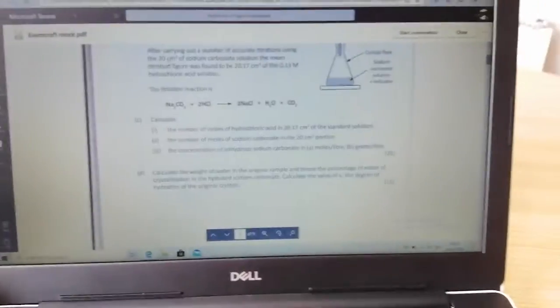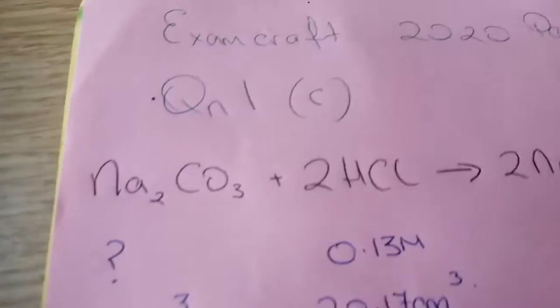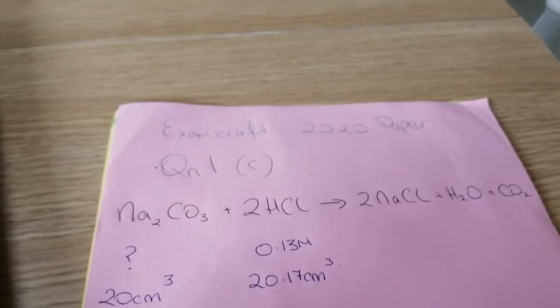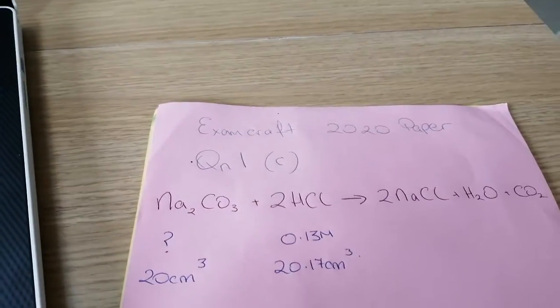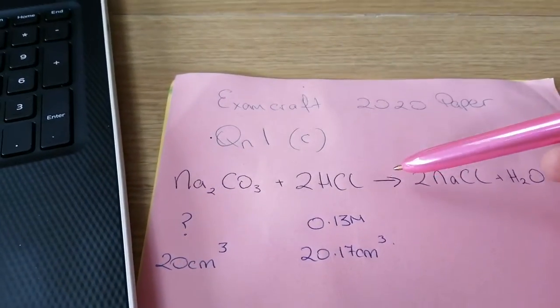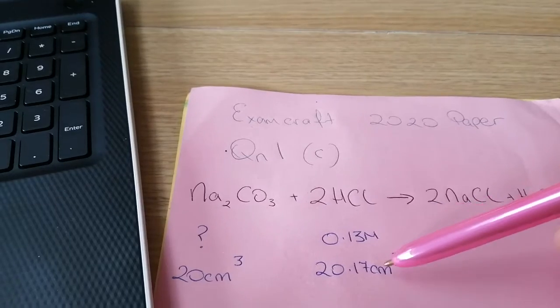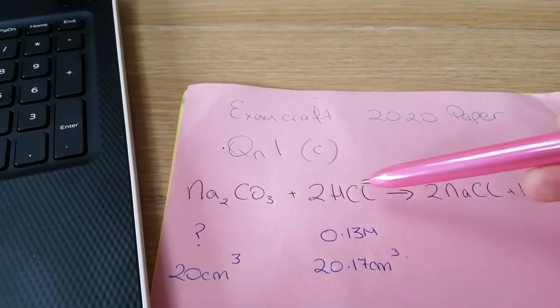Now, to do the first principles, I've already, apologies if anyone is prone to motion sickness, I'm going to apologise in advance. So there's the balanced chemical equation. Always start with the balanced chemical equation. We have the concentration here of the HCl and we have the volume of the HCl.